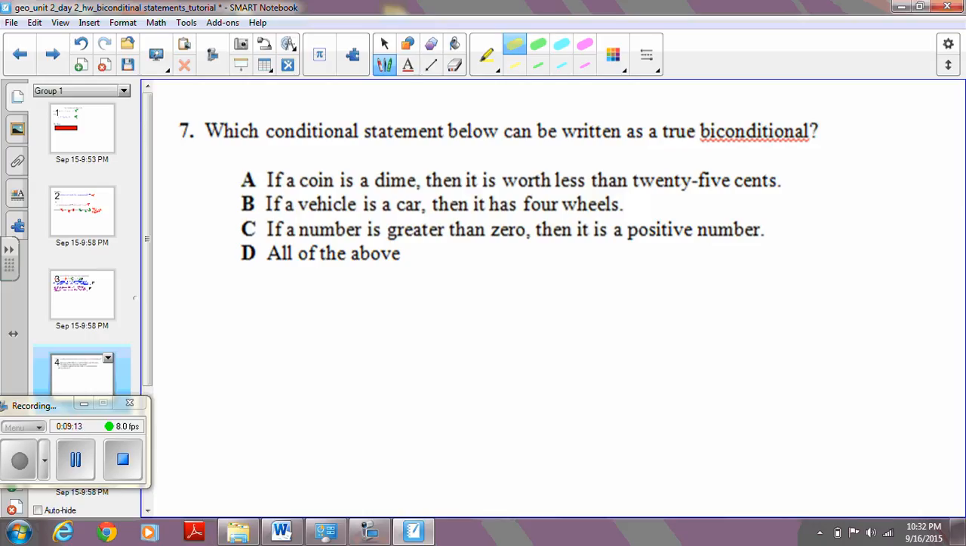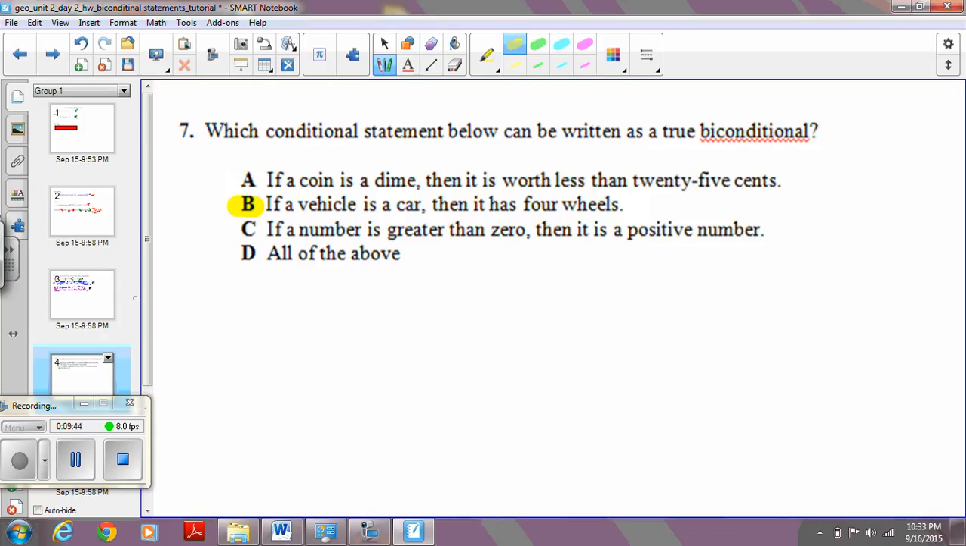B, if a vehicle is a car, then it has four wheels. That's a true statement, but let's check the converse. If it has four wheels, then the vehicle is a car. That seems to be true to me. So let's go ahead and mark that just to be sure, and we'll double check in a moment.